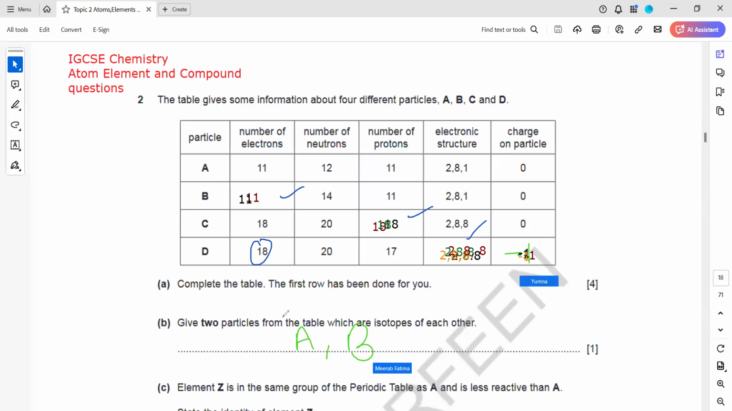Which two particles in the table give an isotope? To be an isotope, they should have the same number of protons but a different number of neutrons. So A and B, because they have 11 protons but a different number of neutrons.